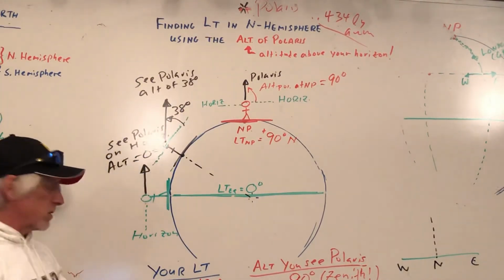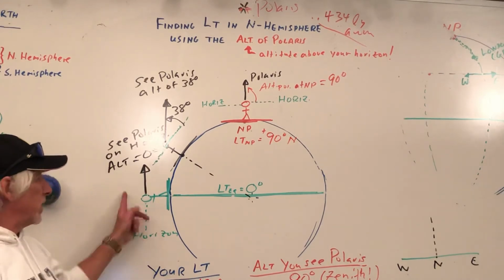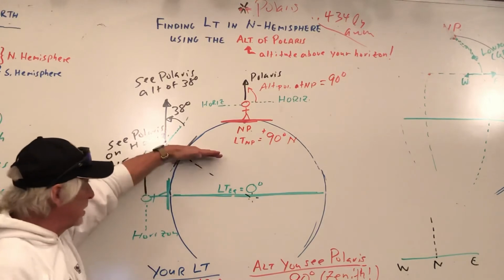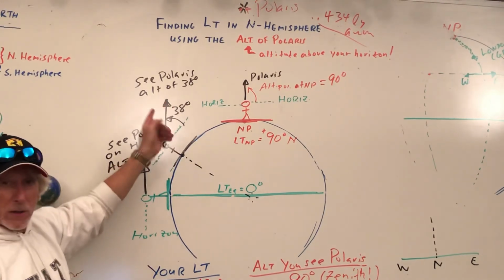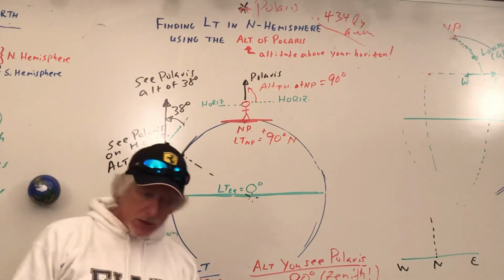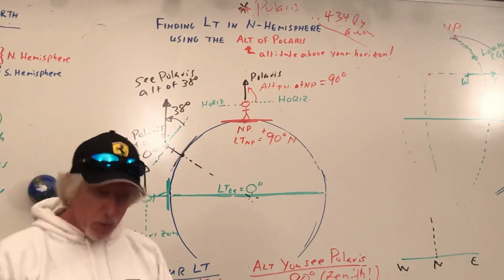Why? Because my latitude's 38. And it's gonna be 38 above my horizon. My latitude is 38, so the altitude of Polaris is 38. I know, it's tricky, right? But imagine this. Finally, the last point, I promise I'll stop.